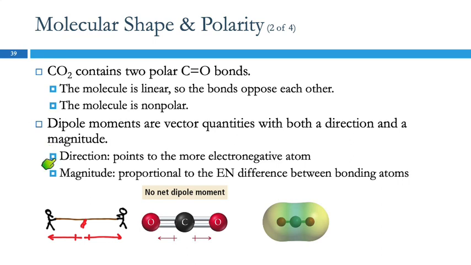So the magnitude of the dipole moment relates to the electronegativity difference between the bonding atoms. So this is carbon and oxygen, that's carbon and oxygen. The magnitudes are the same. And the direction is going to point towards the more electronegative element, which is the oxygen. So it's pointing this way, and the other one's pointing that way. They're opposing each other.